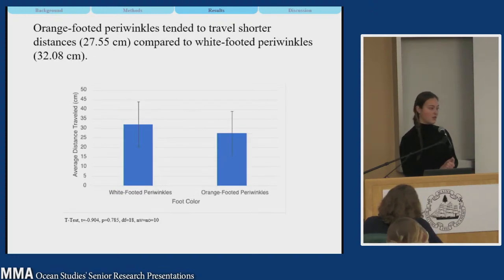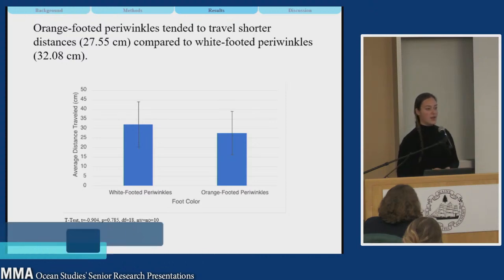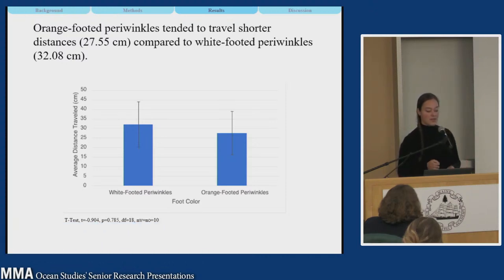I found that the orange-footed periwinkles traveled shorter distances than the white-footed periwinkles. The orange-footed periwinkles traveled 27.55 centimeters on average, and the white-footed periwinkles traveled 32.08 centimeters on average. I did not find a significant difference between these when I ran a t-test through SPSS, and this could have been because I didn't have a high enough statistical power. If I had more individuals, more periwinkles, that I could have measured throughout my experiment, then I could have increased the statistical power and had a difference in the orange-footed periwinkles' distance versus the white-footed periwinkles' distance.